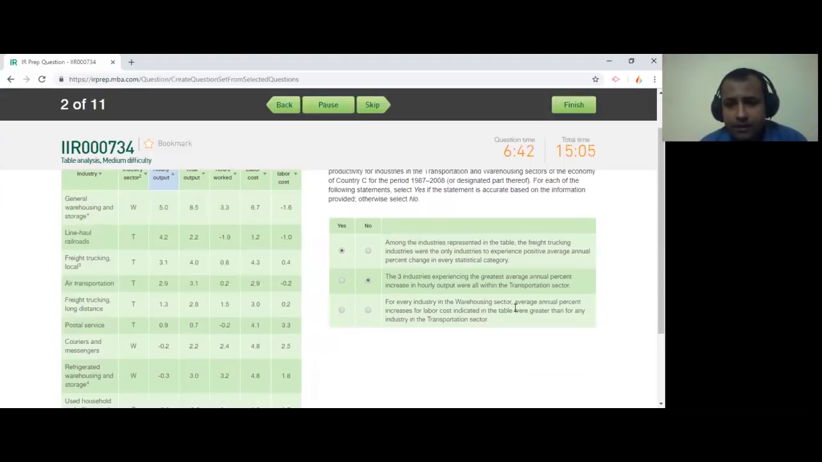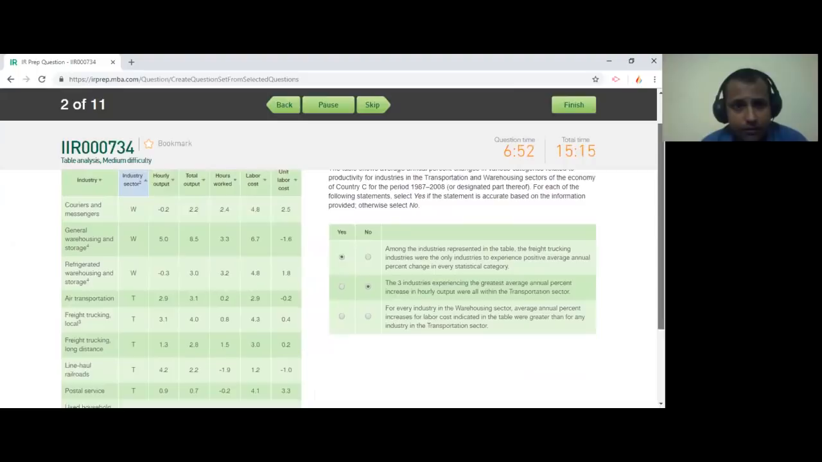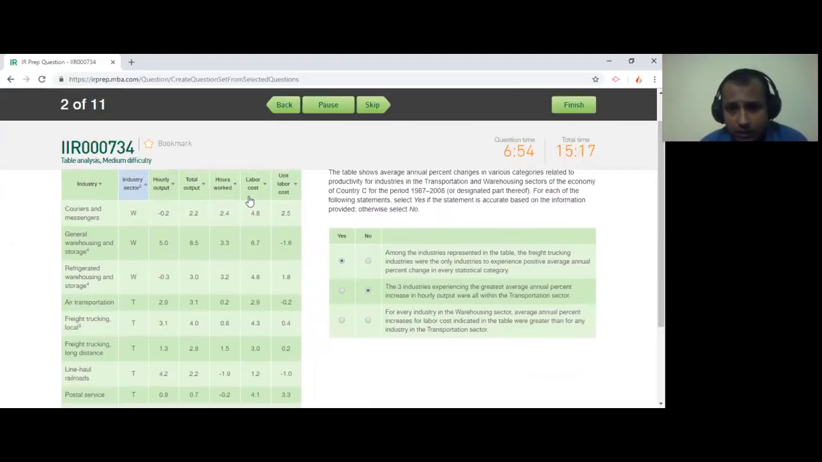Yeah, for every industry in the warehousing average. Okay, so let me see what are the warehousing. There are three of them, and it's saying average annual percent increase for labor costs. So I need to see the labor costs were greater than for any industry. So essentially it's saying that the labor cost percentage changes, are they the highest?